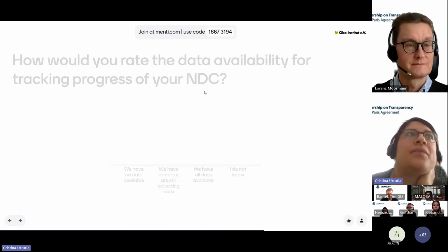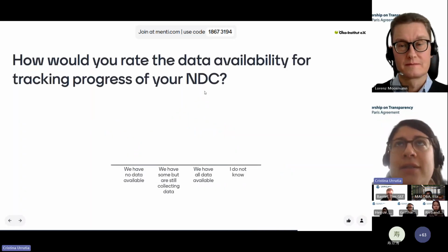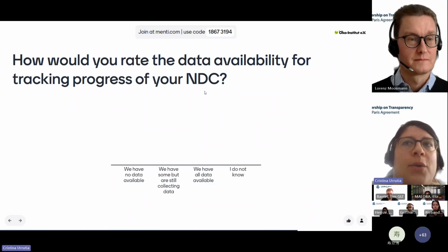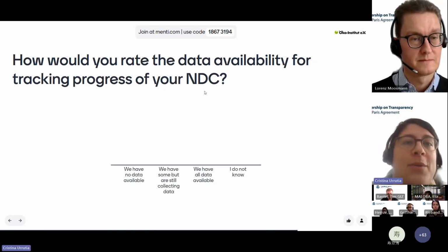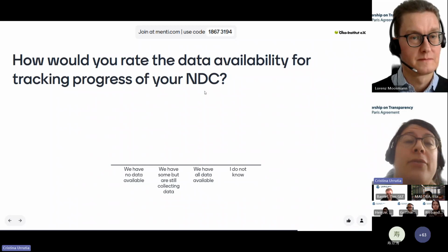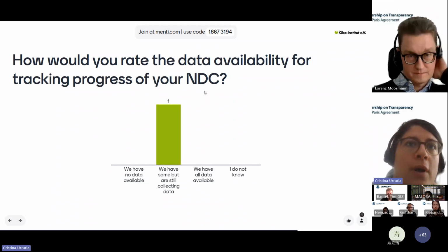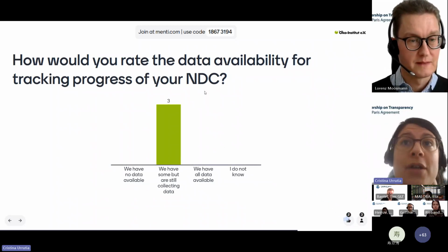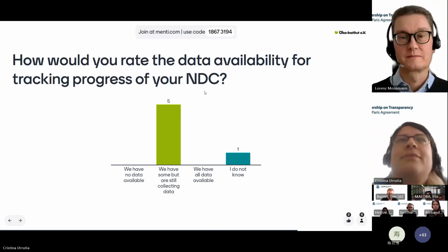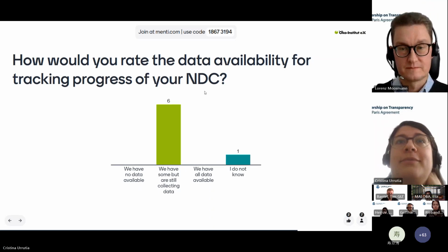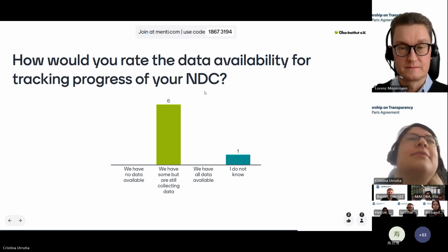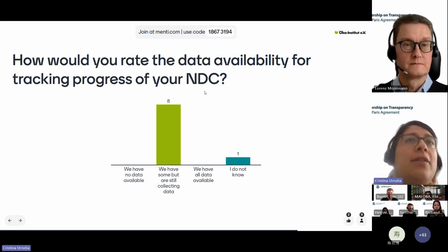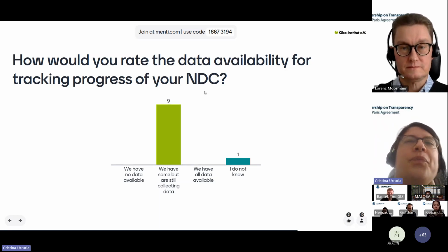Okay, very interesting. Next, how would you rate the data availability for tracking progress of your NDC? We have prepared some options. Maybe you are early in the beginning, you have no data yet, or you have some, but you're still working on it because there's still time for preparing the BTRs, or maybe you're very advanced. Everything is available. I will wait for some more responses. We had around 17 last time, so wait a bit.